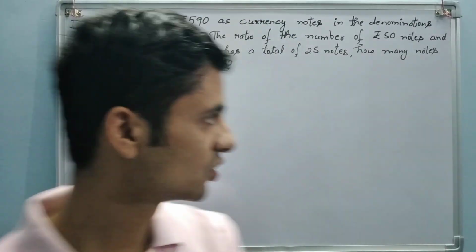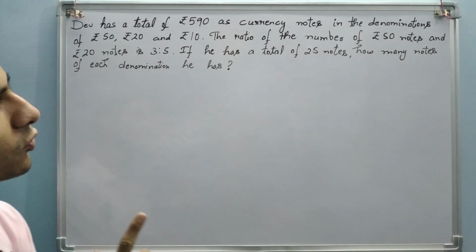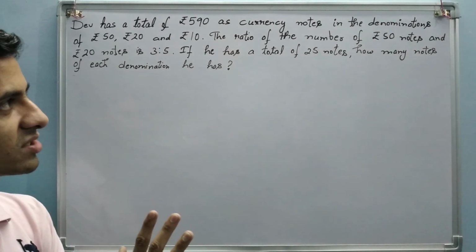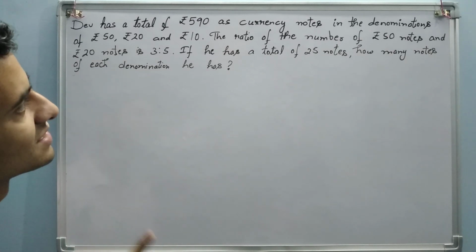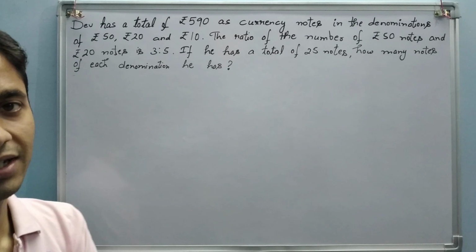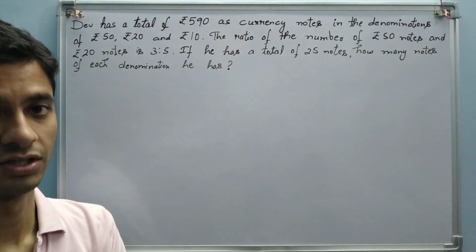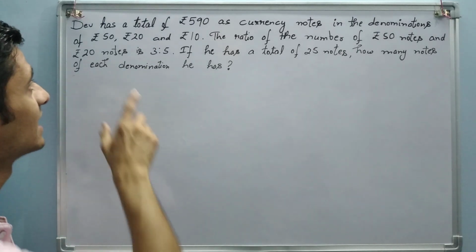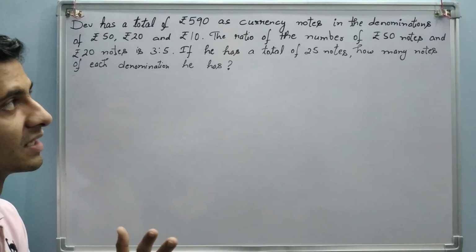I have written one question over here. The question is, Dev has a total of rupees 590 as currency notes in the denominations of rupees 50, rupees 20 and rupees 10. There is one person by the name of Dev. He is having 590 rupees. Of those 590 rupees, he has 50 rupee, 20 rupee and 10 rupee notes.